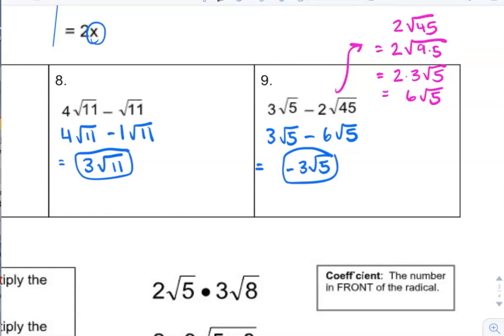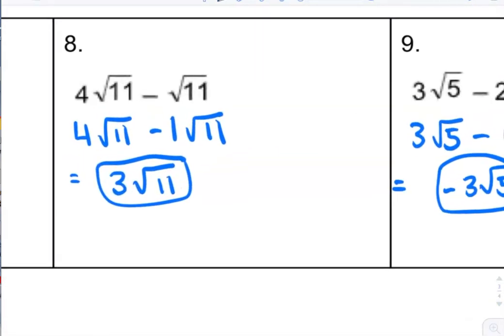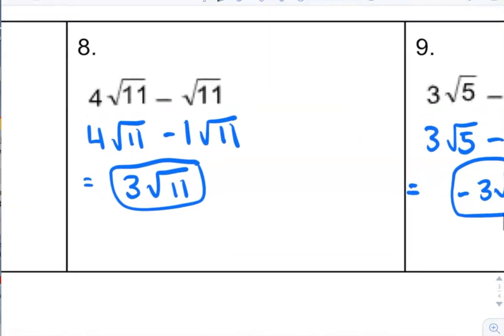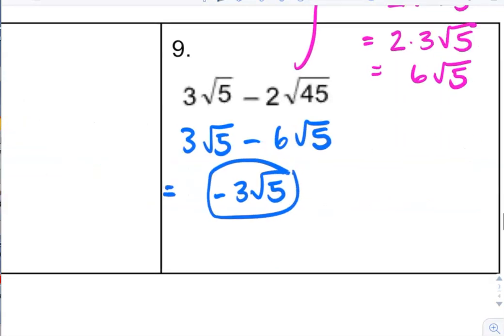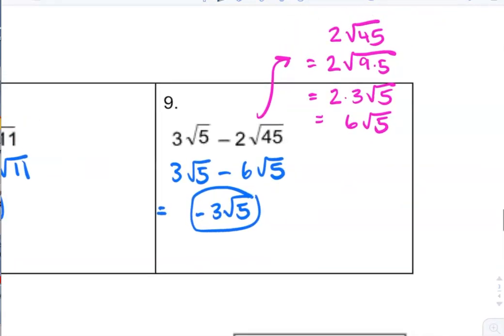All right, here are your answers for 8 and 9. 8's pretty straightforward. Just remember in front of that rad 11, you have a -1. So you got 3 rad 11. And then for number 9, make sure you took the time to simplify your 2 rad 45. I can break that down to 9 times 5, the 45. I know the square root of 9 is 3, so I pull that out of my radical. 2 times 3 is 6, and then keep 5 inside your radical sign. So that becomes 3 minus 6 equals -3, and then just keep the rad 5 next to it.